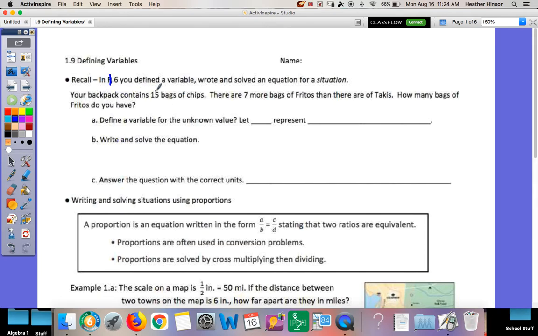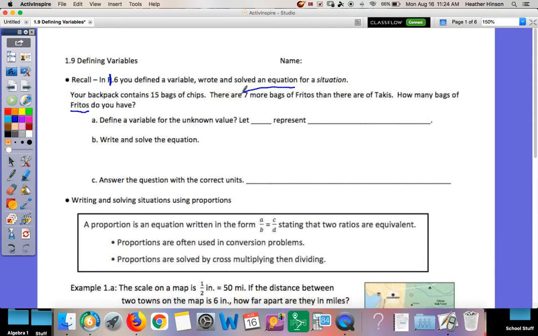So your backpack contains 15 bags of chips. There are 7 more bags of Fritos than there are of Takis. How many Fritos do you have? So when we're looking at a variable, try to pick a letter for what you're actually looking for. So what do we not know? Well, we know there's 15 bags of chips. We know there's 7 more bags of Fritos than there are of Takis. So we know something about Fritos. How many bags of Fritos do we have? So we're looking for Fritos.